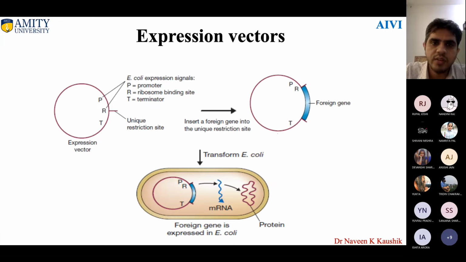So from here, how are we going to get it? Simply you can say that the E. coli expression signals: you need a promoter, you need a ribosome binding site, and you need a terminator, and the unique expression site should be after the ribosome binding site. So what you are going to do is insert your gene in between, cloning your foreign gene in between these. Now if you transform this foreign gene into E. coli, under the E. coli transcription system and translation system, it is going to transcribe, followed by translation. Means you are going to get your protein back.